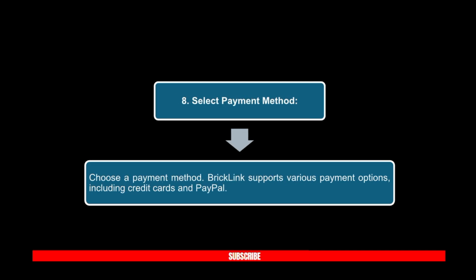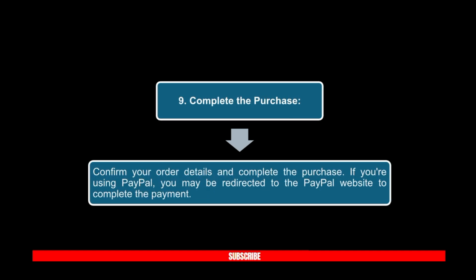Number 8. Select payment method. Choose a payment method. Bricklink supports various payment options, including credit cards and PayPal. Number 9. Complete the purchase. Confirm your order details and complete the purchase. If you're using PayPal, you may be redirected to the PayPal website to complete the payment.